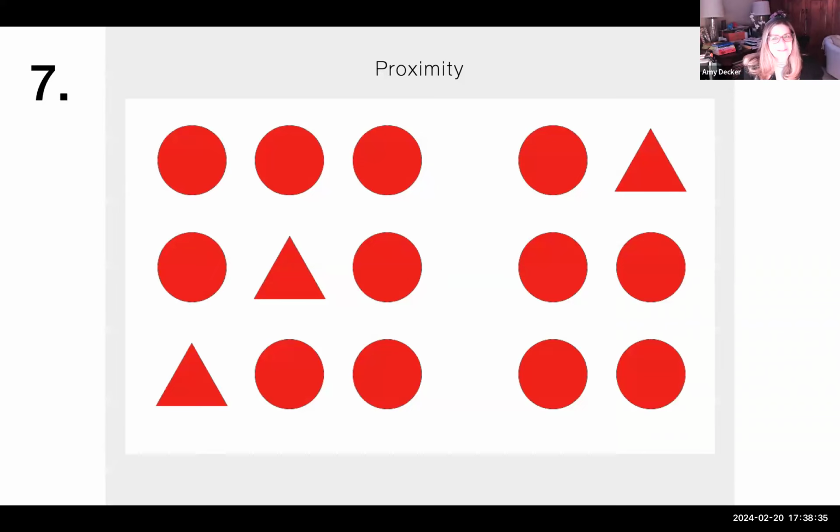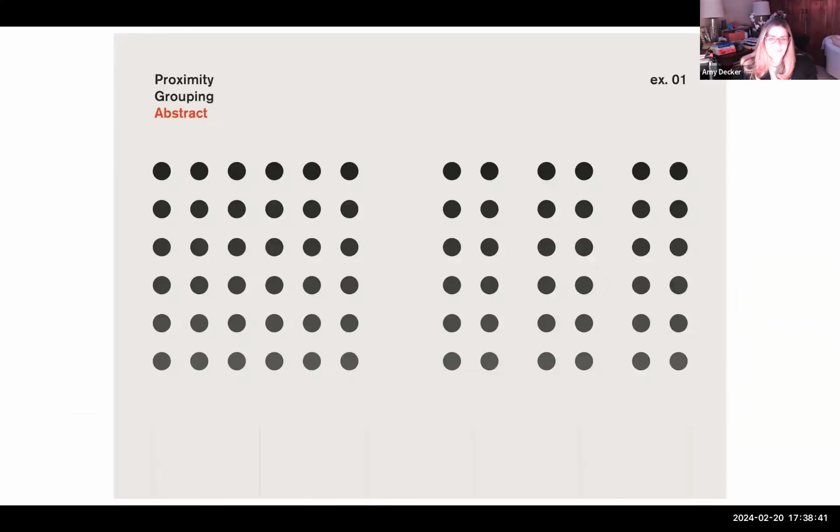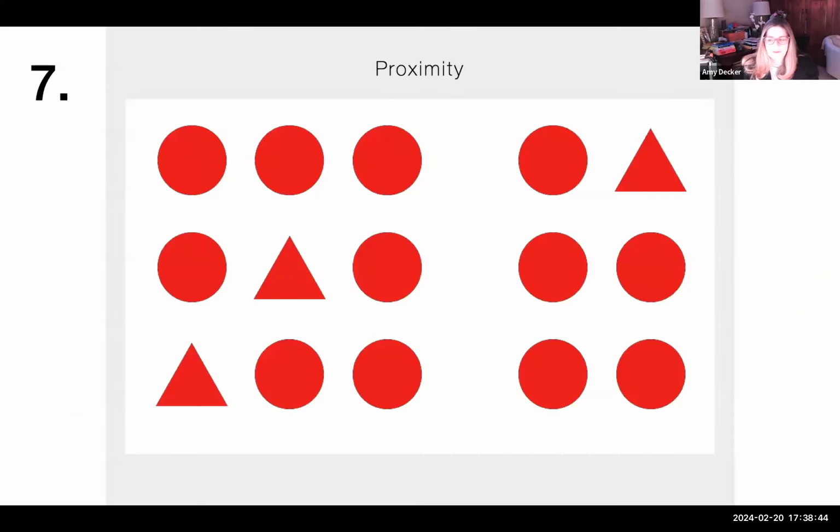And lastly, the last one we're going to talk about today is proximity. Hold on, I didn't tell you what it was, sorry. Place related elements near each other. Proximity is one of the most important grouping principles and can overpower competing visual clues such as similarity of color or shape. The practice of placing related elements close together and separating unrelated objects can be seen almost everywhere in design.